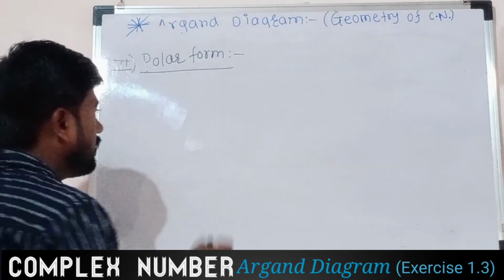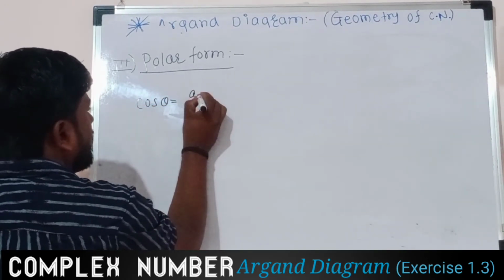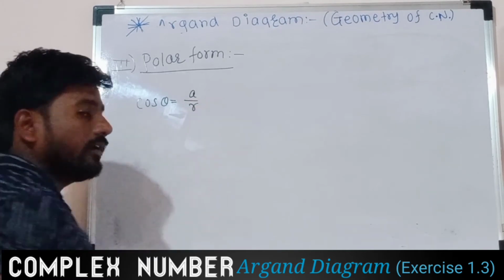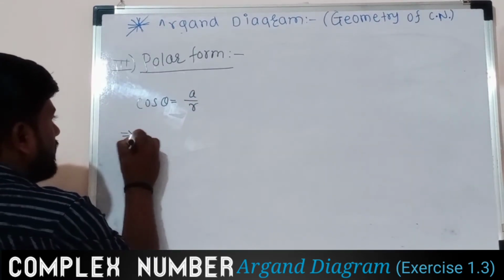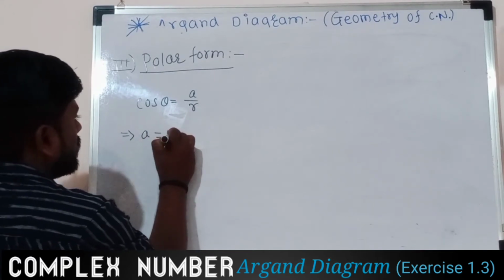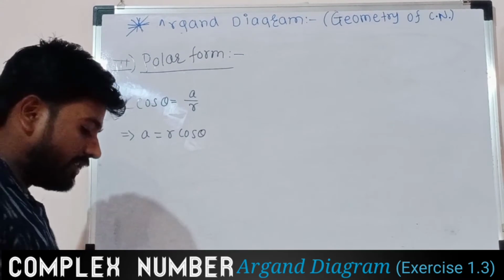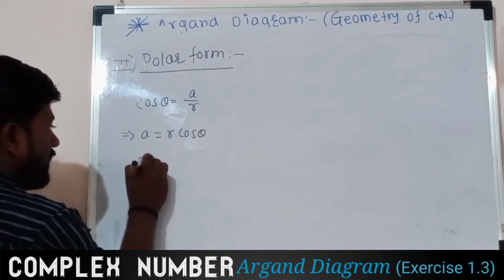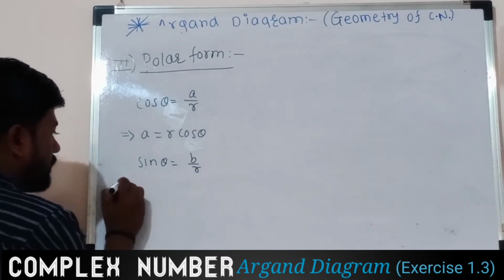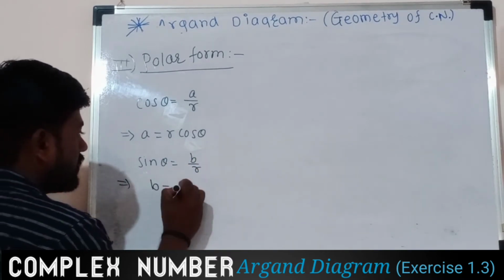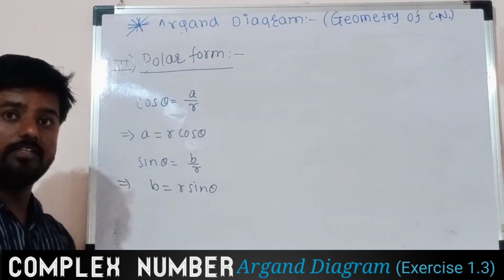We have seen cos theta. Cos theta is nothing but a upon r, right student? So you can find the value of a. So I will write here a equals r cos theta, right student? In a similar way, what is sin theta? My sin theta was b upon r. So you can write b equals r into sin theta, right student?